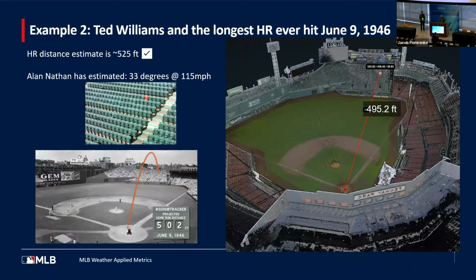So in order for that home run that hit that seat to get back to ground, it still has another 30 feet to go because this is 30 feet in height off the ground. So my estimate for this home run distance is 525 feet, and I think that's fairly conservative. Alan Nathan has estimated that this trajectory at launch was about 33 degrees and 115 miles an hour.